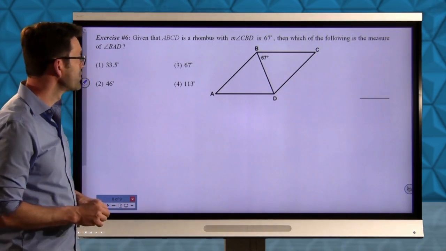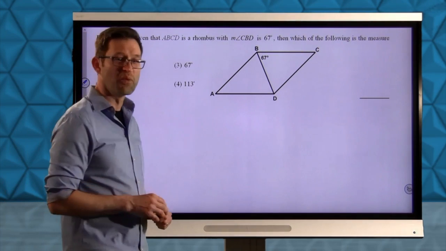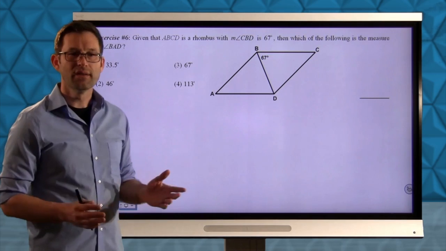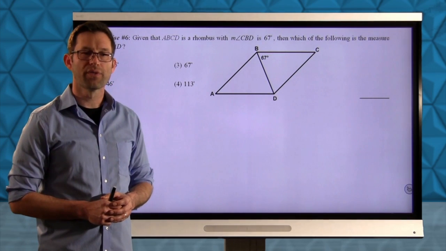One last problem. Okay, let's take a look, multiple choice. Given that ABCD is a rhombus with the measure of angle CBD is 67 degrees, then which of the following is the measure of angle BAD? All right, take a few minutes and see if you can figure out what the right choice is.